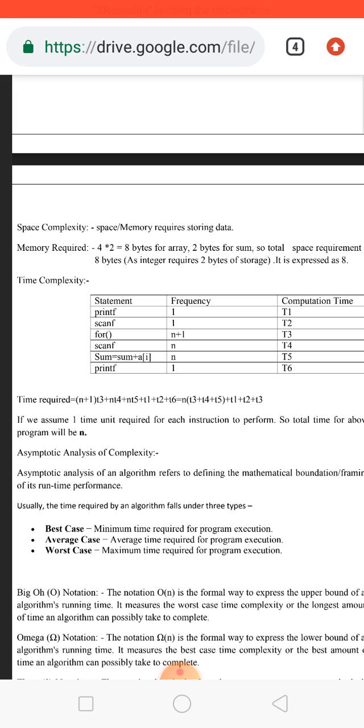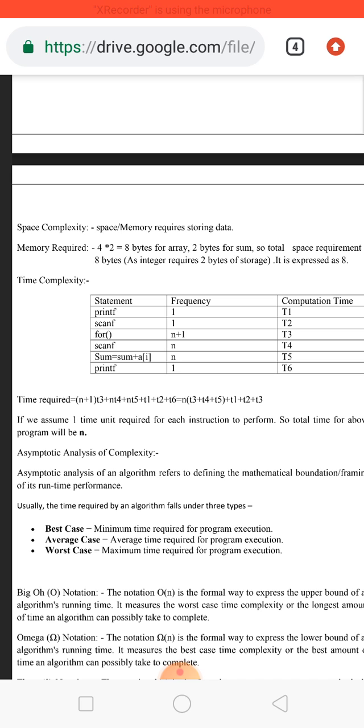Because we just don't need to take 5n, 6n, 7n. We just take a variable, and by means of that we can express the complexity. That is nothing but N. So space complexity here is always expressed in terms of three notations.